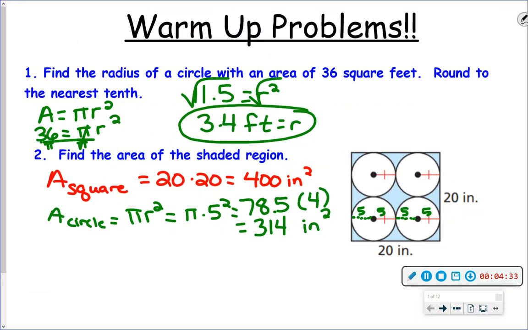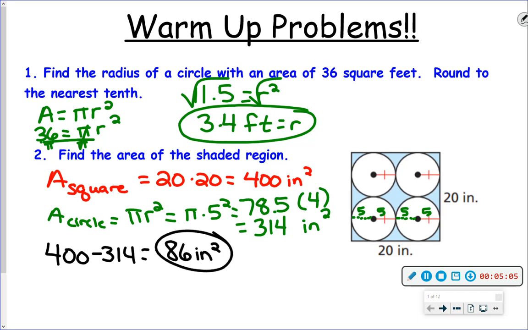We want the area of this shaded region. So we have one last calculation to do. If the entire square is 400 and the circles are 314 total, how are you going to figure out what's left for those little shaded regions? Subtract. So I'm going to do 400 minus 314. All right, so what is 400 minus 314? 86, and I'm going to label it inches squared.